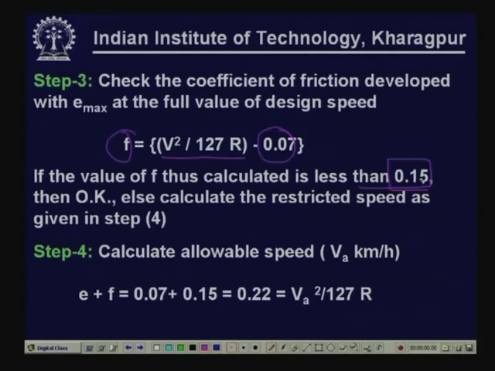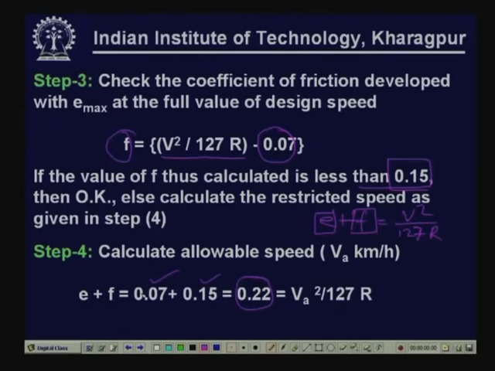If we find that F is more than the calculated value, then there are two options practically. Recall the basic equation, it is E plus F equal to V square by 127 R. E we know is the maximum E we can provide, F is the maximum F that is permissible. Normally the value of E is 7%, so 0.07, and F is 0.15. So, the total limiting value is 0.22, if 7% is the permissible value.